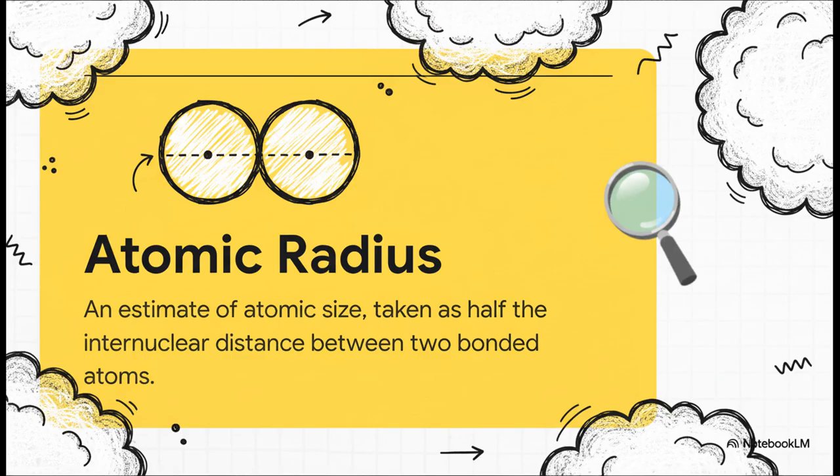So, our first cheat code is atomic radius. In simple words, it's just the size of the atom. That's it. Now, because atoms don't really have a sharp boundary, the way we measure it is by finding the distance between the centers of two bonded atoms, and then just taking half of that distance.